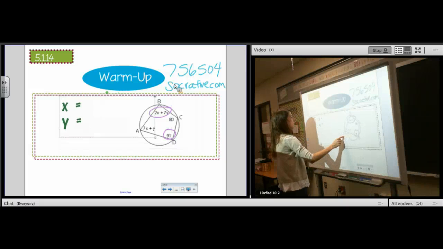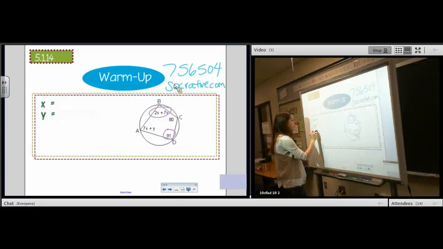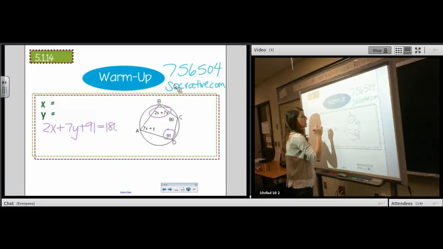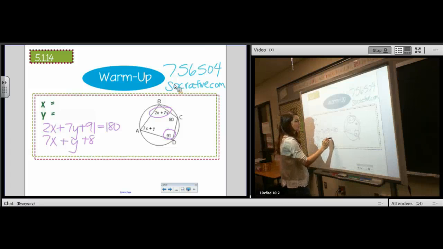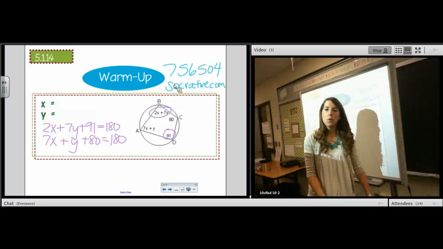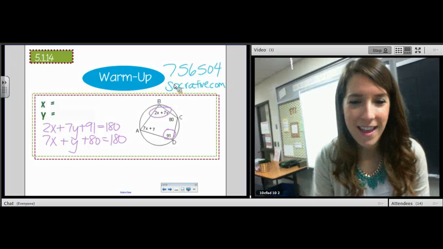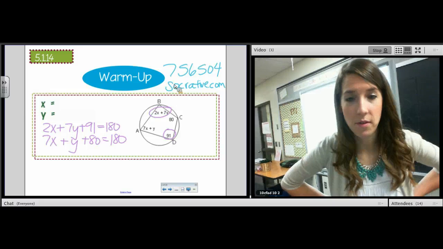Let's make that smaller. We don't need those variables to be that big. Okay, so we're going to start by saying 2x plus 7y plus 91 equals 180. And 7x plus y plus 80 equals 180. So we want to get these into standard form. Okay, Quan, thank you. So that we can solve this system of equations.